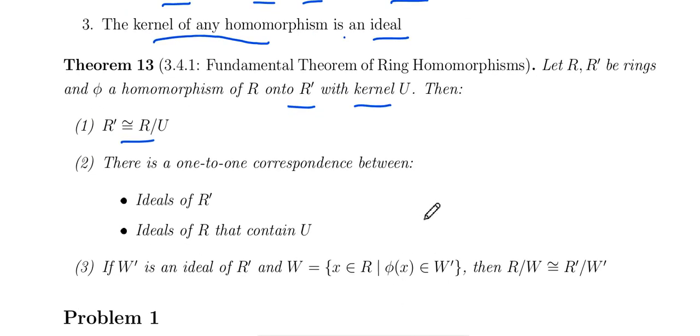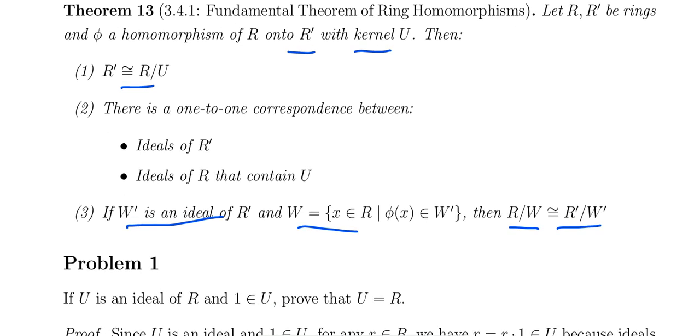Also, if W dash is an ideal of R dash, then W is defined as the collection of x belongs to R such that pi of x belongs to W dash. Then R by W is isomorphic to R dash by W dash. Okay, these are some results. That is called the fundamental theorem of ring homomorphism. It's a very simple idea.